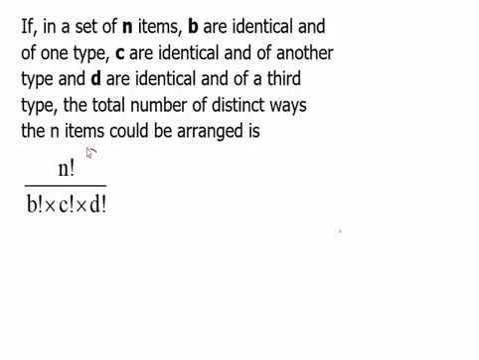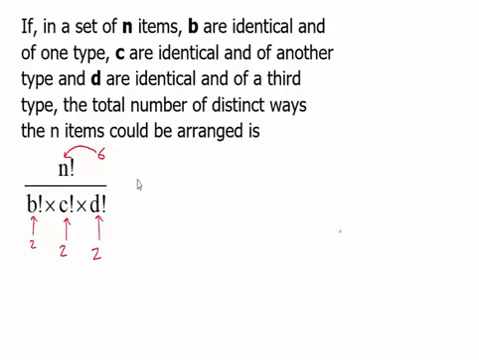In our case, n is equal to 6, the total number of mannequins. B is 2, that's the number of male mannequins. C is also 2, that's the number of female mannequins. And D is also 2, that's the number of child mannequins.